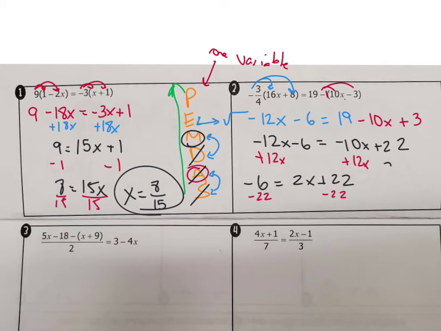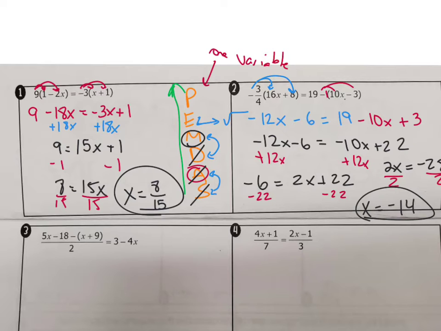I end up with 2x equals negative 28. Now to get rid of that 2, I divide both sides by 2. So my best answer is x equals negative 2. I don't know why I wrote negative 2. It's terrible. Negative 14, right? And that's it for number 2.